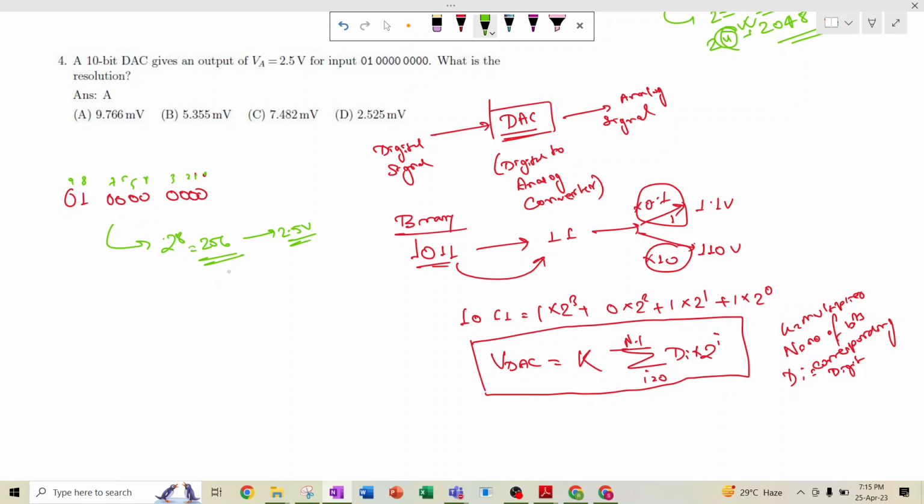To detect a single 1 bit, it has to detect 2.5 divided by 256 volt. So this is the answer, the resolution. It will be 2.5 by 256. Let me use the calculator. 2.5 divided by 256 is 0.00976 volt, which can also be referred to as 9.766 millivolt. So the correct answer will be option A.